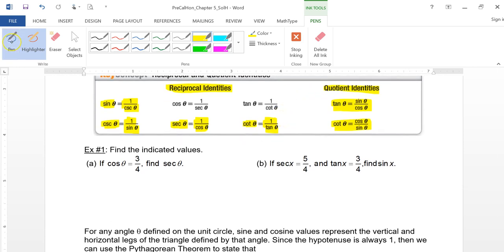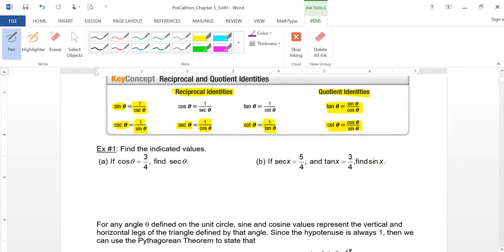So let's just apply that to these. We have cosine of theta is 3 over 4. We want to find secant. So what you want to do is, you're given one, you need to find the other. You have to find an identity that relates the two. Cosine and secant are related by this identity. So that's the one I'm going to use. Secant of theta is 1 over cosine of theta. So this is just 4 over 3. All right? Makes sense?